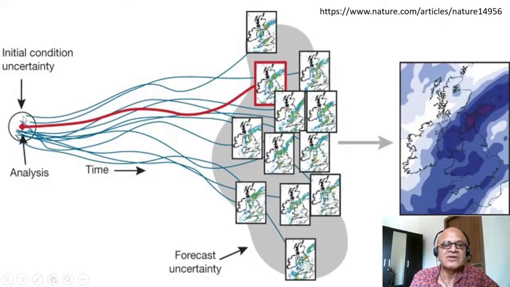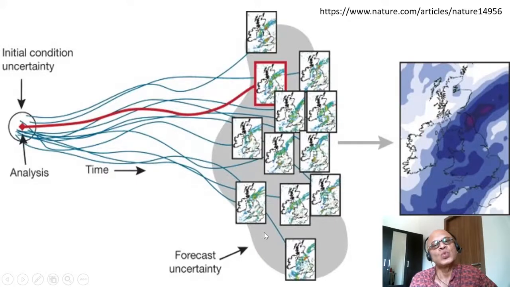And different realizations of the forecast are then made. Okay, so you can see here the slight deviation in the initial condition within this range of uncertainty produces multiple realizations of the prediction after a few days, which is called forecast uncertainty.